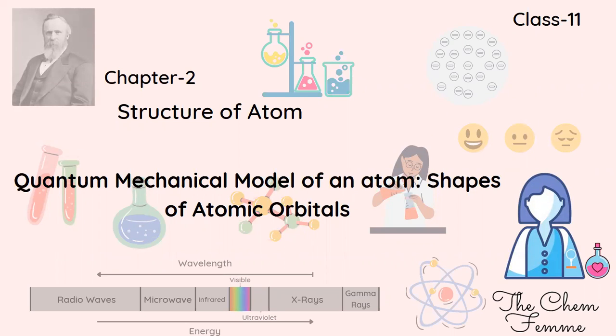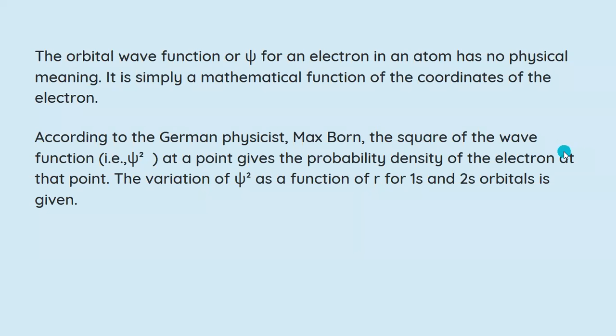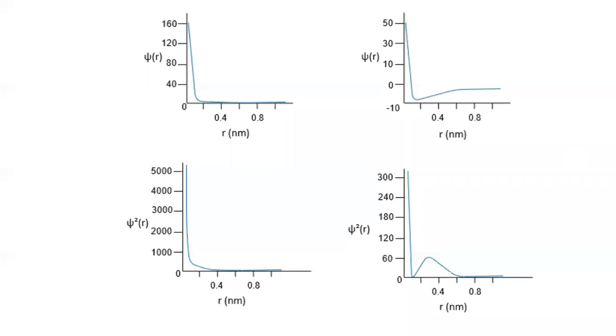So they are basically atomic orbitals, right? The orbital wave function, that is psi, for an electron has no physical meaning. It's just a mathematical function. So when you have a graph that plots the wave functions against the distance from the nucleus, the graphs obtained for different orbitals are going to be different. So these are the graphs.